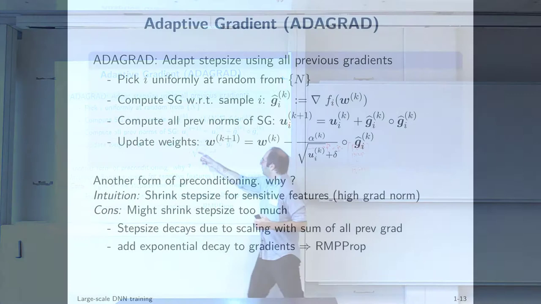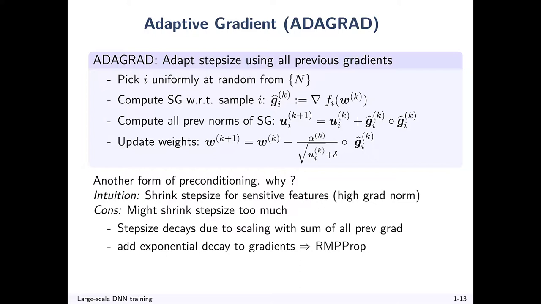So basically what you're doing is that you're summing all these terms. So this is what this UIK is. So basically you sum all these norms from iteration one until iteration K, from K equals one to your current iteration. And then again, when you do the weight update, let me unpack this a bit.